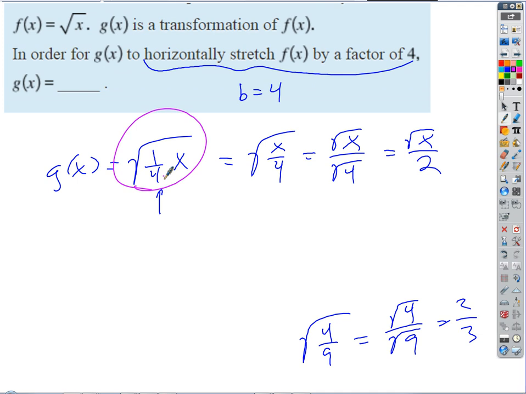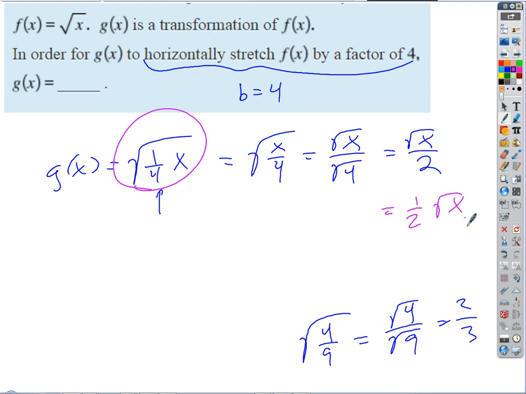Here's the last thing I want to point out. So what if we did something like this? If I wrote this as 1/2 times the square root of x, or the square root of x over 2, isn't that the same thing as 1/2 times the square root of x? Okay, what does that look like? Does that look like an A or a B? That looks like an A. That looks like an A with a value of 1/2.